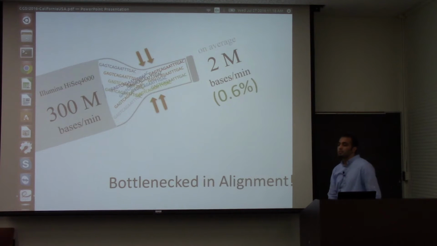So there's a problem here. We have a sequencer and we have an aligner. The sequencer is able to generate around 300 million bases per minute, but the aligner is able to align only 0.6% of those reads. Thus, there is a performance bottleneck and they cannot cope with each other. So what we are trying to do is solve this problem and bridge the gap between the sequencer and the aligner.